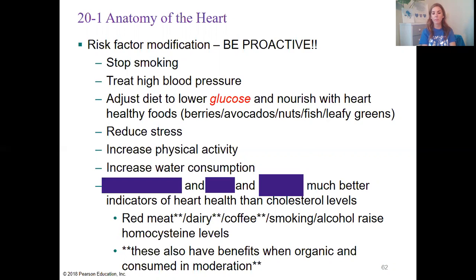I also put on here red meat, dairy, coffee, smoking, alcohol. Those will raise homocysteine levels. So if you do see that high on somebody's blood labs, and let's say they are on the keto diet, then that could be a possibility as to why. But I put the little star asterisk because although people will say, oh, those are things that are not good for you, those are super unhealthy.